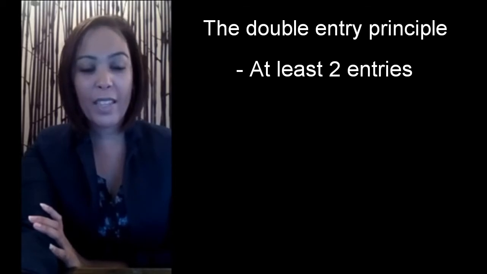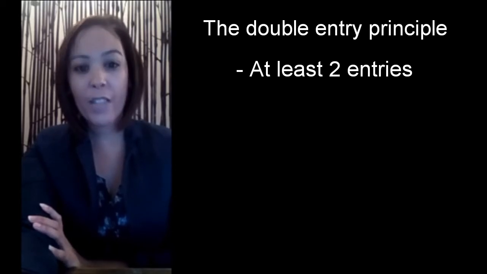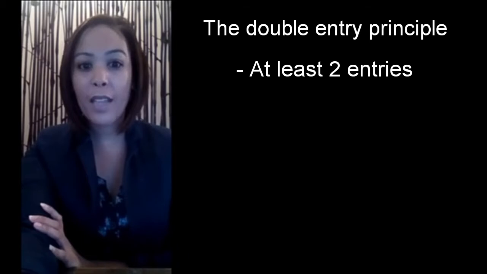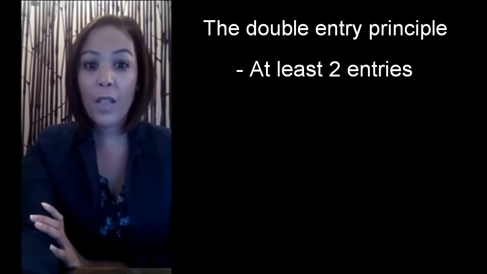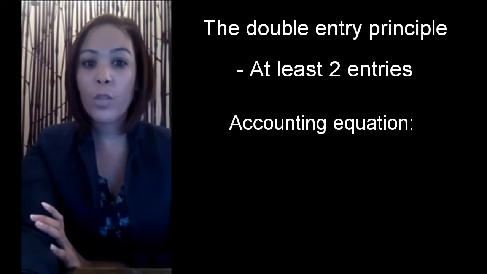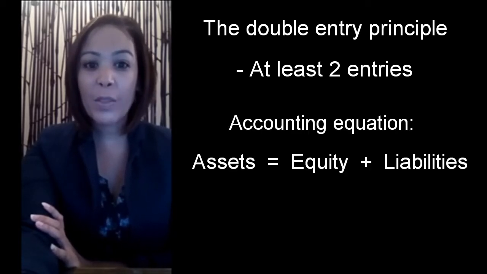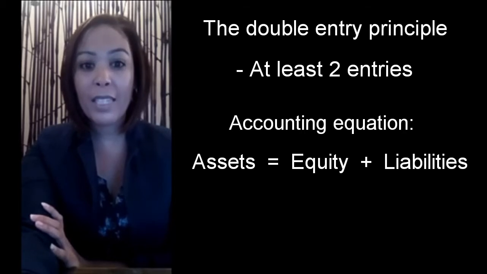For example, if you buy equipment with cash, there'll be an increase in equipment, but there'll also be a decrease in cash, hence two entries. The double entry principle also means that the accounting equation, which states assets equals equity plus liabilities, will hold true after each business transaction.